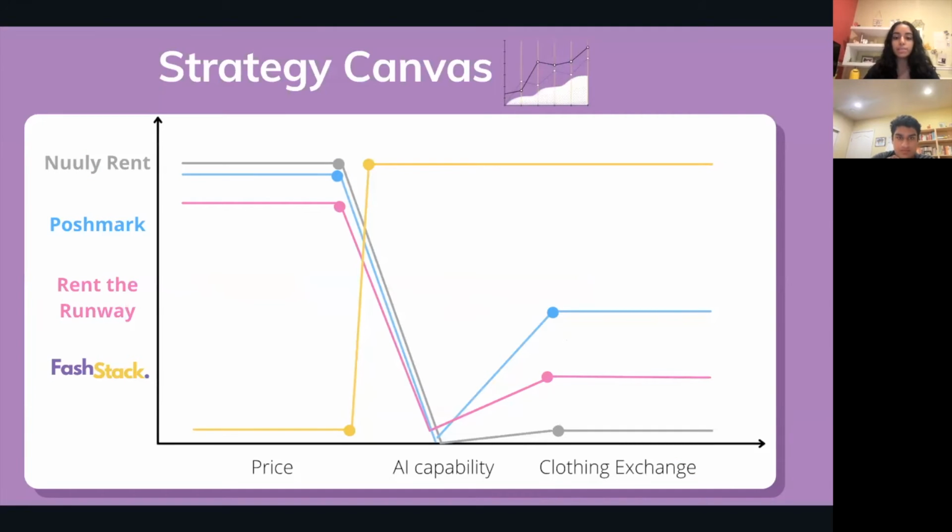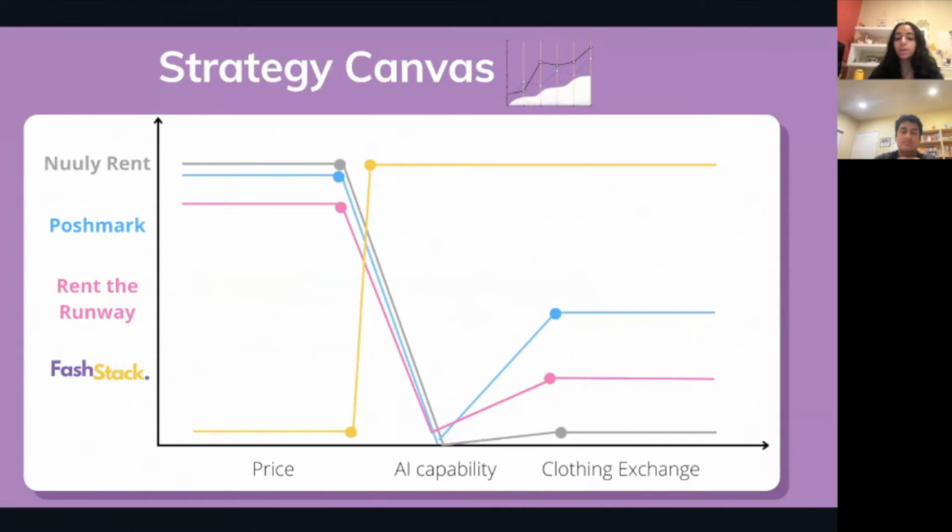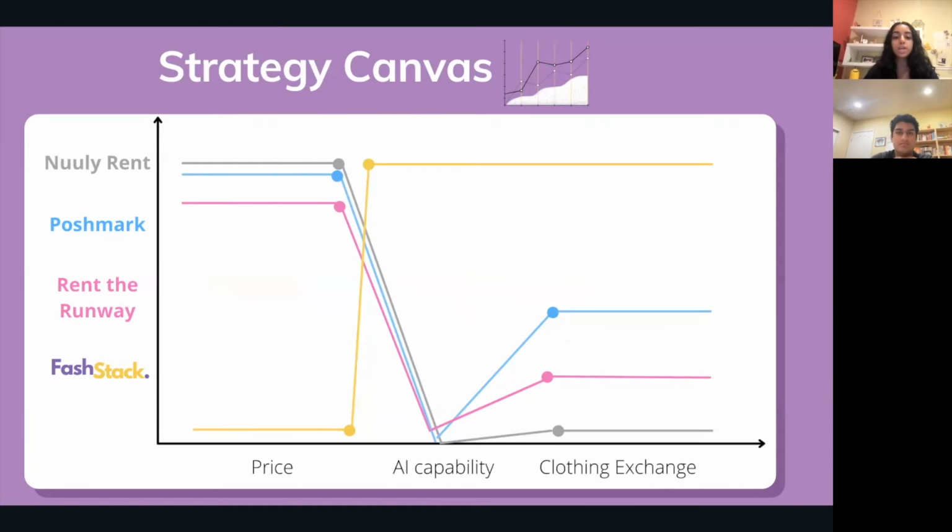According to the strategy canvas, FashStack has the most competitive pricing, as we suggest competitive rental prices to sellers. It also has the AI capability to recommend clothing and streamline the online shopping market, and rents consumers' clothing to each other rather than renting out designer clothing like our competitors, allowing for style versatility and curbing fast fashion.